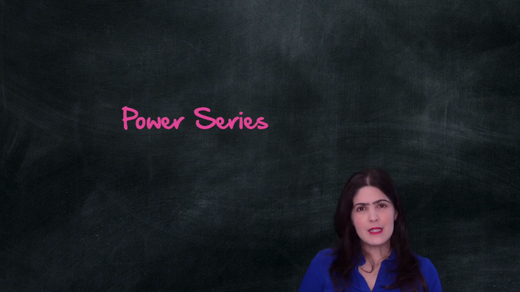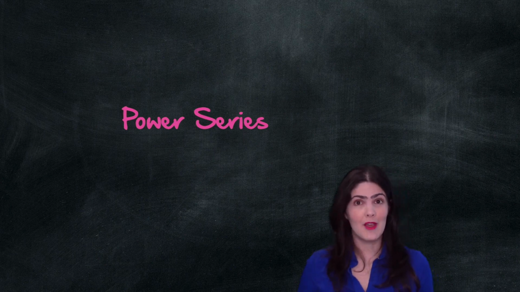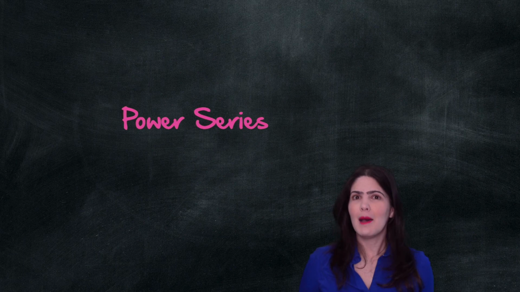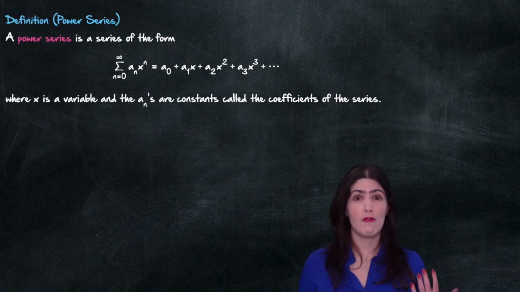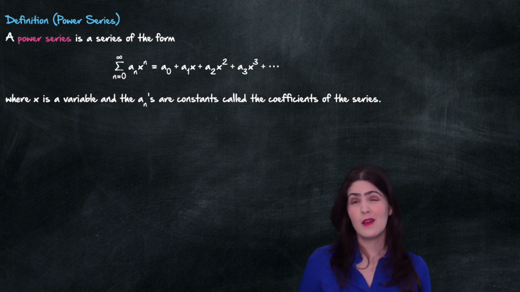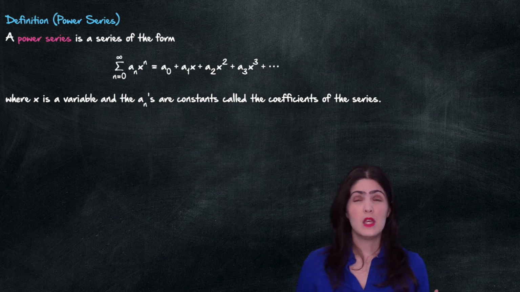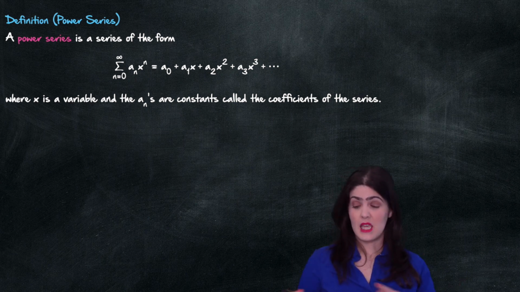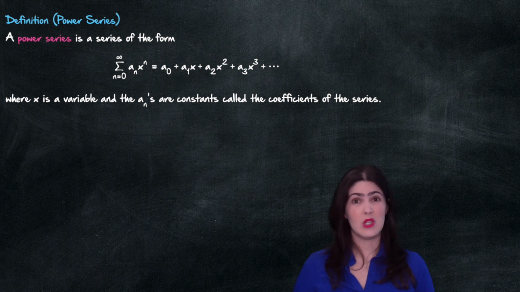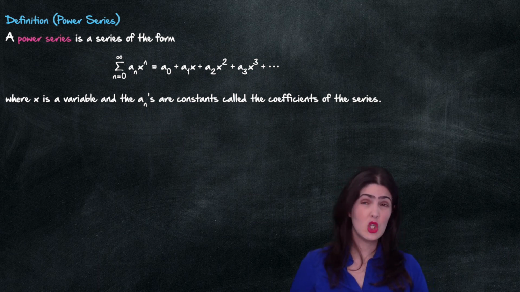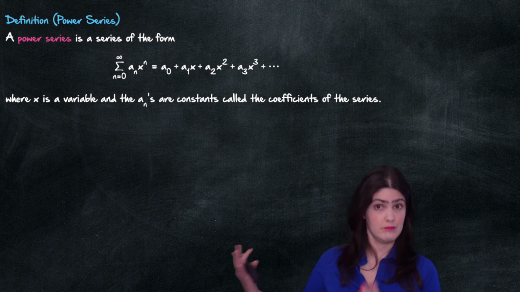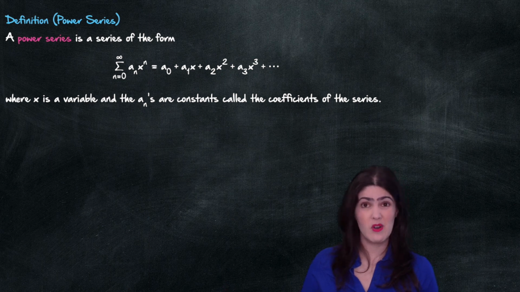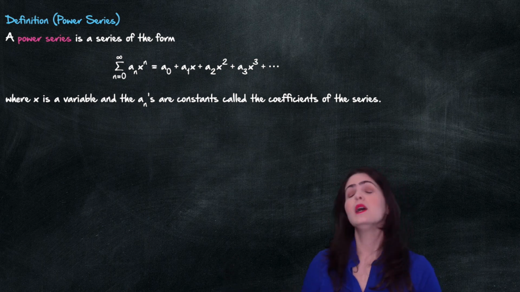So first, to be able to talk about them, we need to know what a power series is. A power series is just a series of the form the sum from n equals 0 to infinity of a_n times x^n, where x is a variable and the a_n's are just constants that we call coefficients. So a power series looks just like a_0 plus a_1 times x plus a_2 times x squared plus a_3 times x cubed and so on. If you look at it, it just looks like an infinitely long polynomial. That's what it is. A power series is just an infinitely long polynomial.